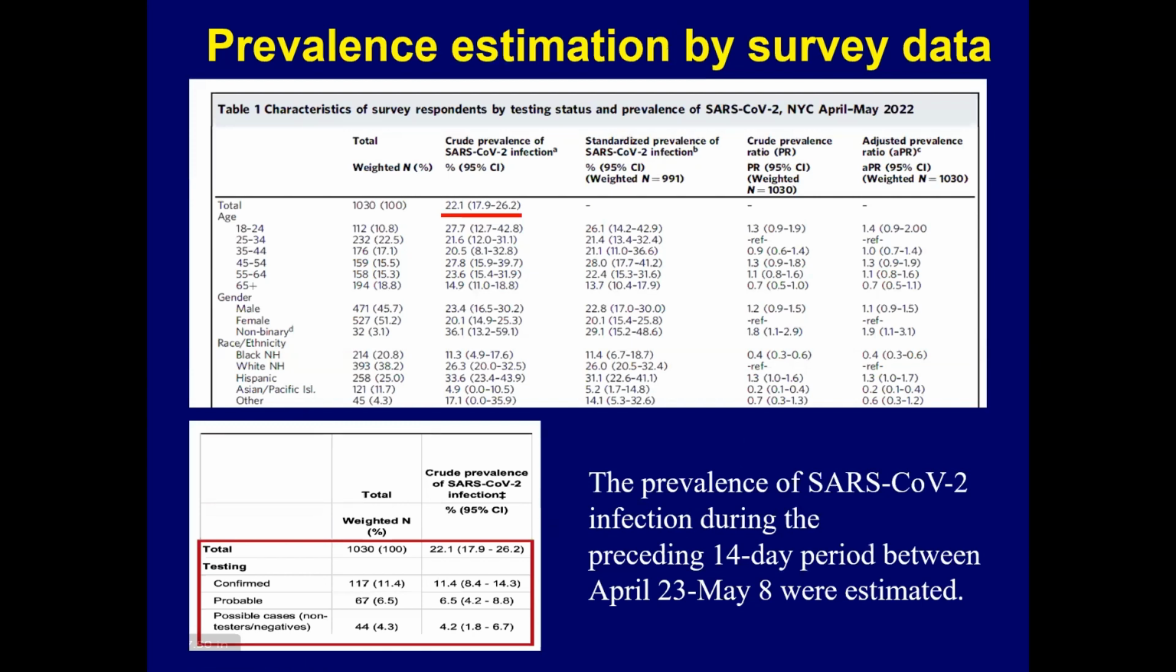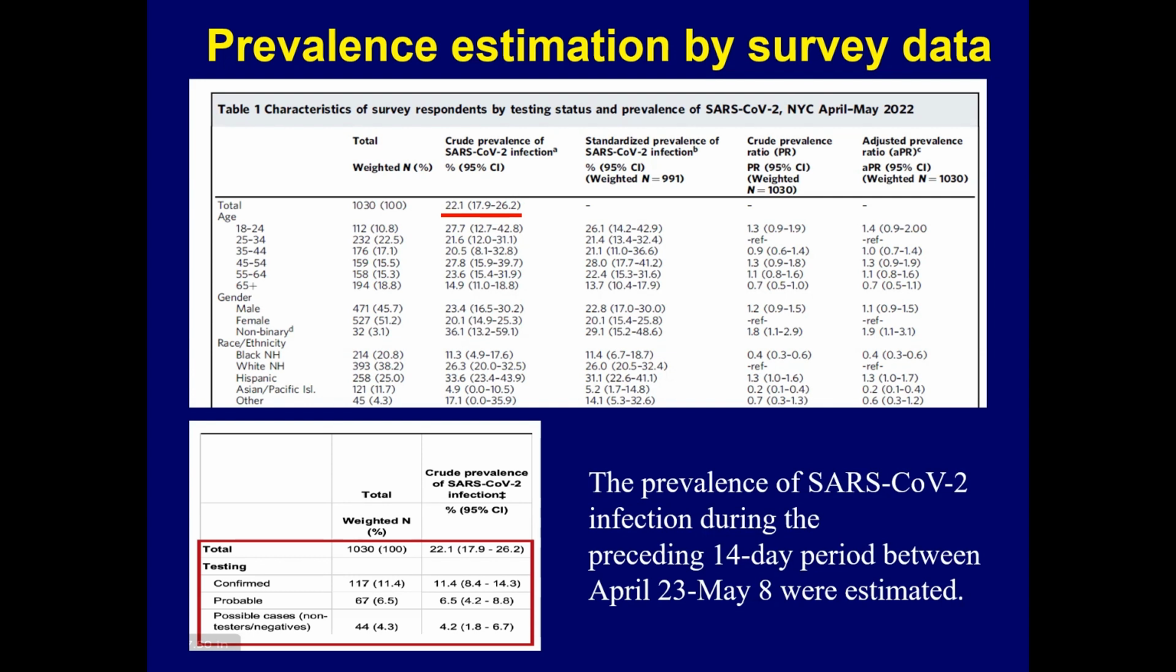So remember, this is a prevalence estimation. There's no causal estimation in this paper. But we are going to examine the prevalence estimation from each of the data sources. The first data source is the survey data. From here, you can see the estimated prevalence: 22% of respondents had SARS-CoV-2 infection in the 14 days prior to the interview, corresponding to 1.5 million adults.